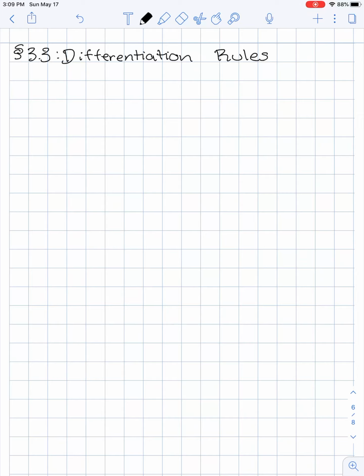Alrighty, welcome back, mathematicians. Section 3.3 is all about differentiation rules. So it'd be pretty annoying to calculate the difference quotient or the limit of the difference quotient for every function.